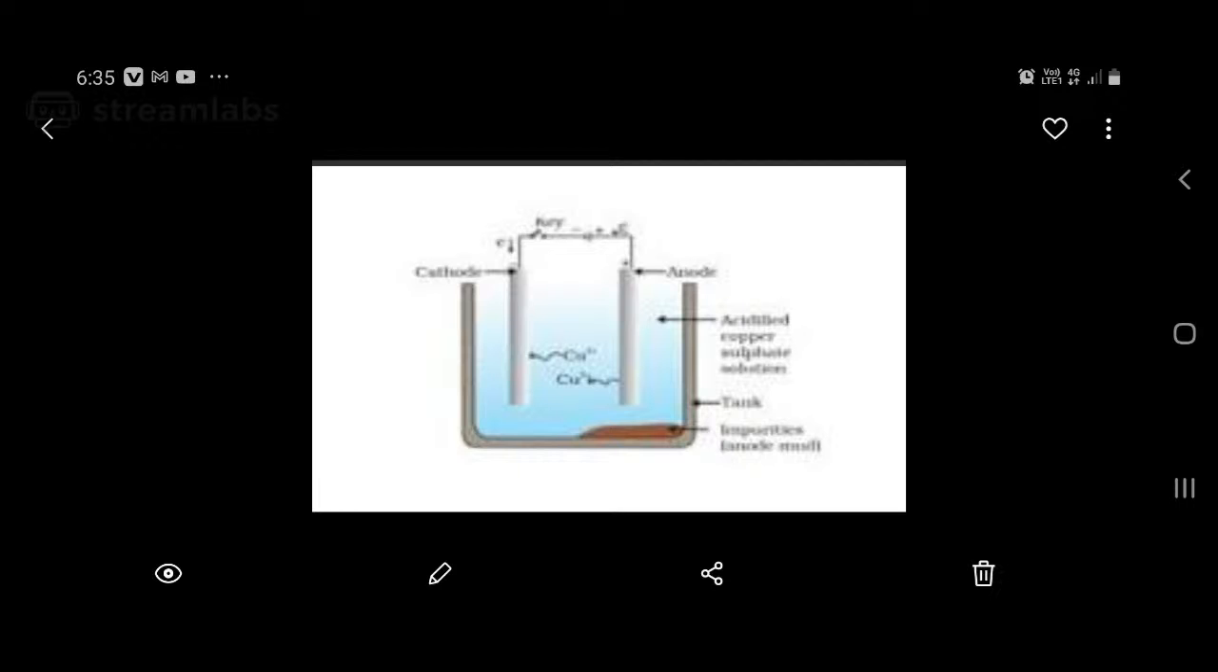Okay, this is the image showing the electrolytic refining of copper. Electrolytic refining of copper. You are supposed to practice this diagram.